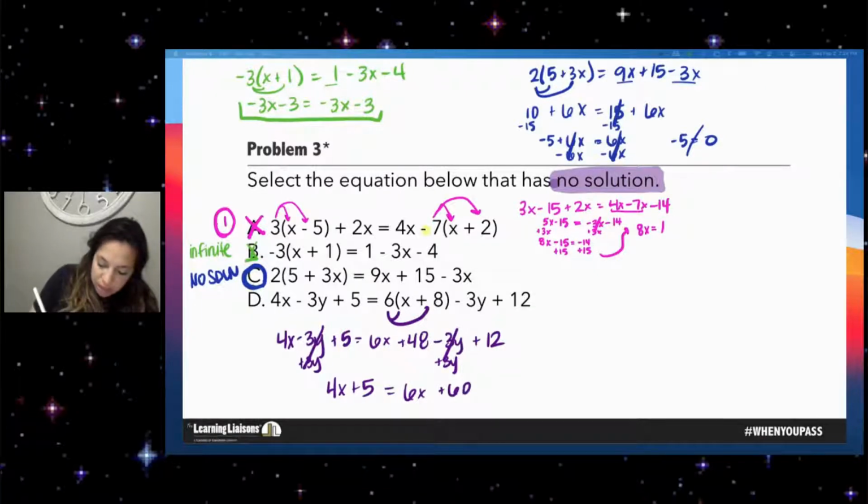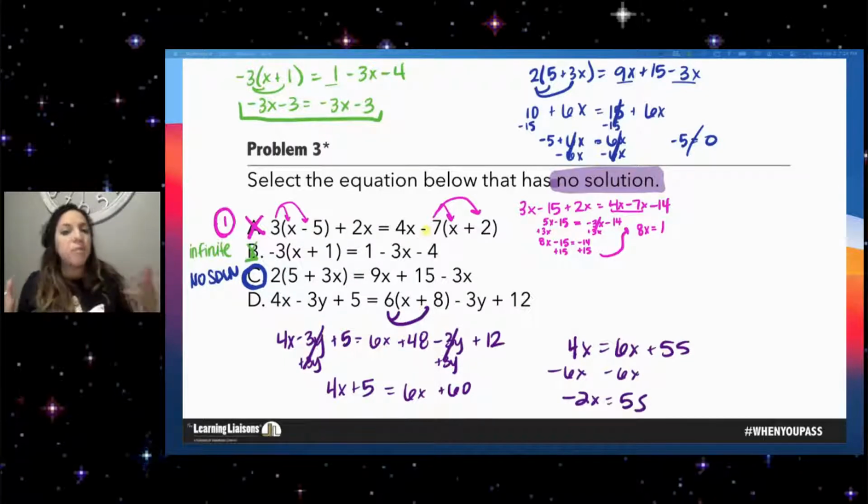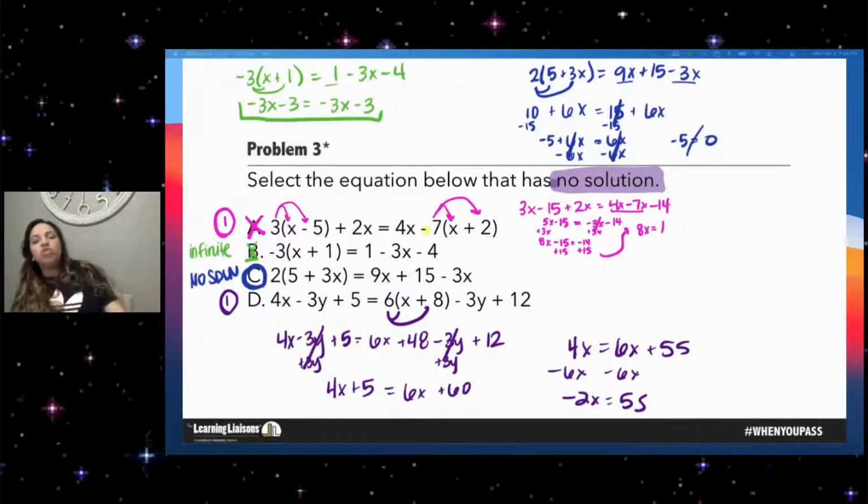Subtract 5 from both sides. 4x equals 6x plus 55. Subtract 6x from both sides. Negative 2x equals 55. And I can divide both sides by negative 2. So here again, we have one solution. But again, I would have stopped after letter C because I would have gotten no solution and we would have been able to move on.